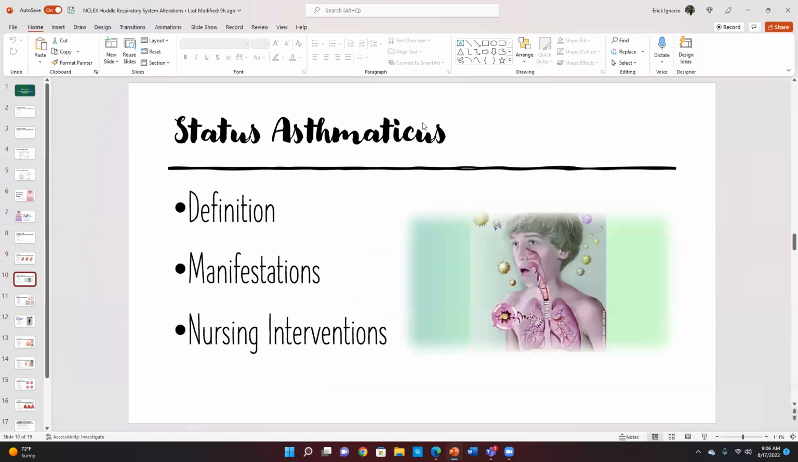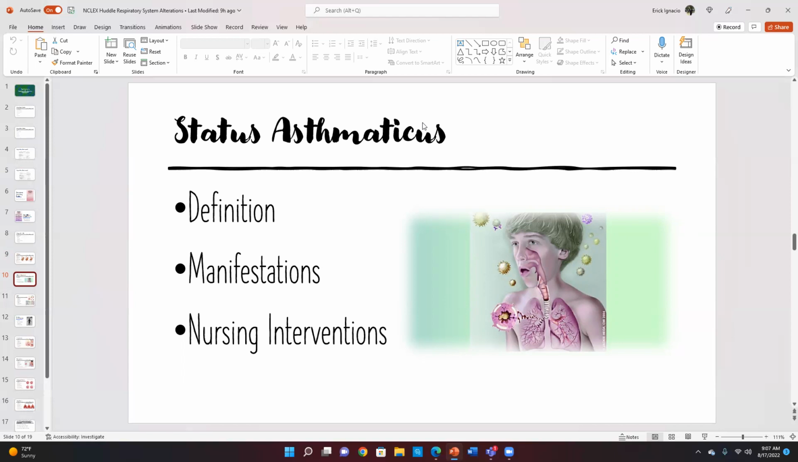Let's talk about status asthmaticus. So, this is a life-threatening episode of airway obstruction that is often unresponsive to treatment. So, this is a very critical condition. ICU level care and support is required for this patient. The manifestations of status asthmaticus will be extreme wheezing, labored breathing, the use of the accessory muscles, distended neck veins, and there is a high risk for cardiovascular and or respiratory arrest.